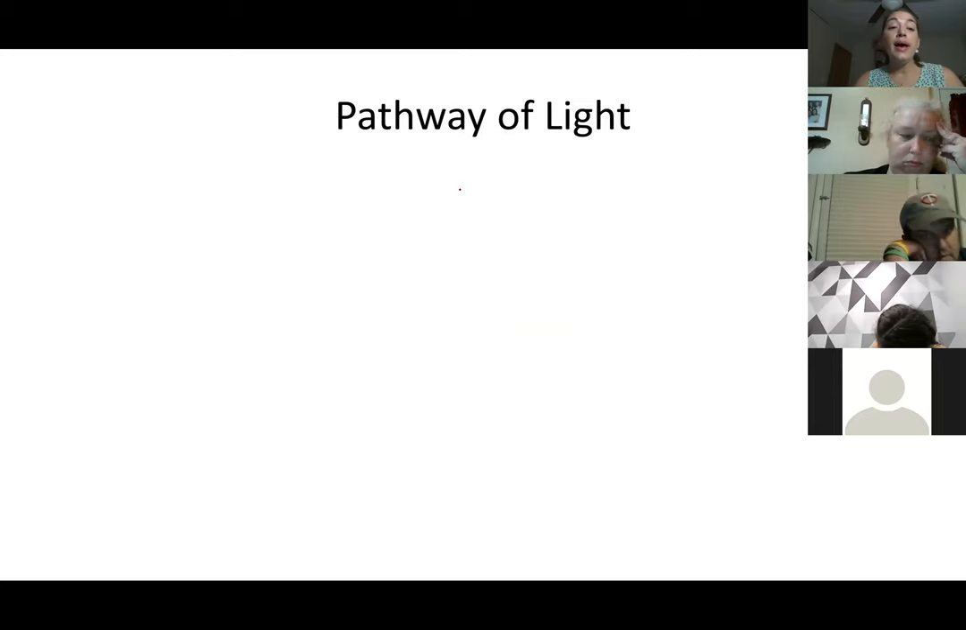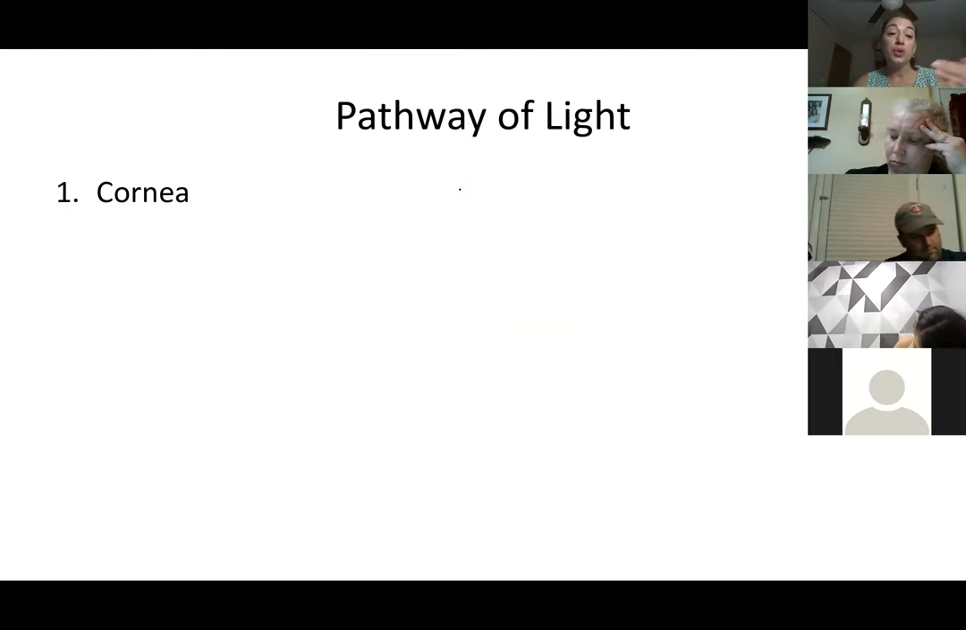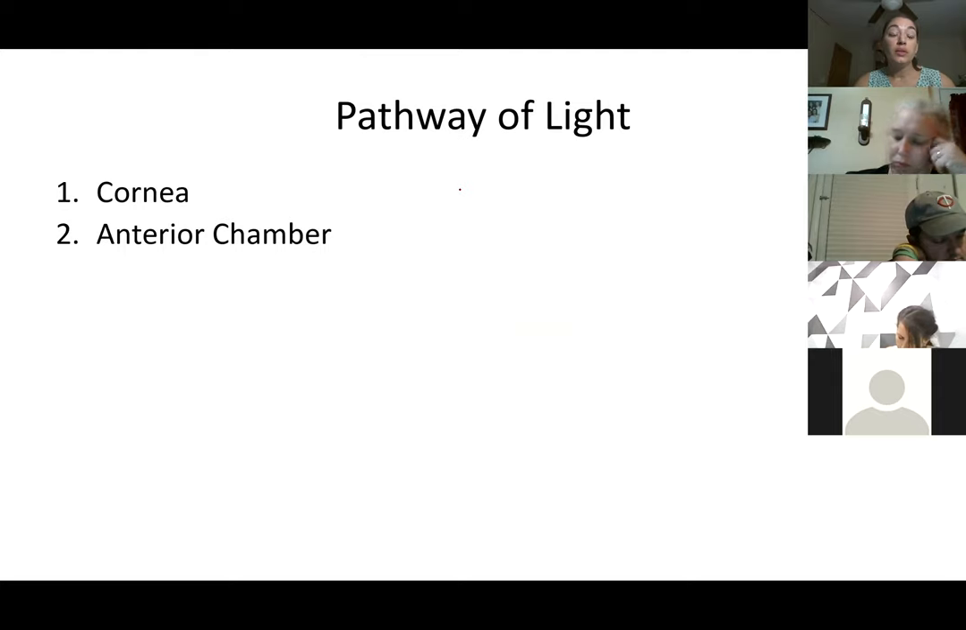Okay, so looking at the pathway of light as it enters your eye, light is essential for you to be able to see. And after this slide, I will show you a picture where we can look at those structures and follow the pathway. It travels from the cornea to the anterior chamber through the pupil, which is the small black hole, which can dilate or constrict, which lets in more light or less light, depending on light conditions.